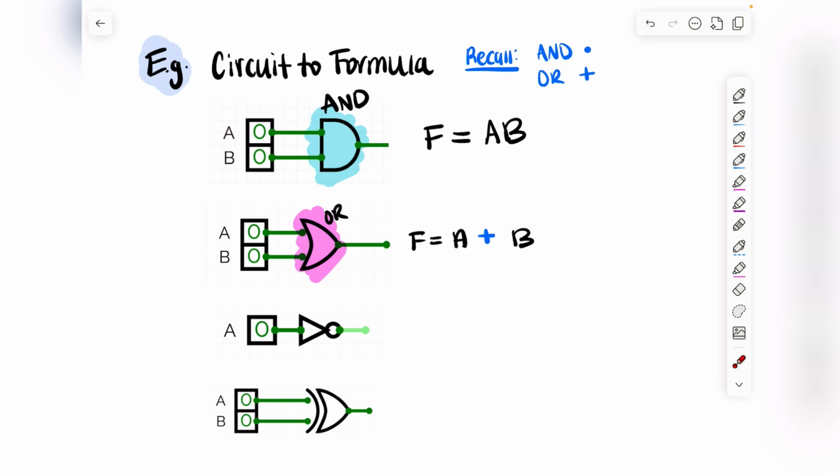Now, I say in this class because in discrete, we represented AND with the AND symbol, and then the opposite symbol would be OR. But when we're dealing with circuits, not just in this class, we represent AND with multiplication and OR with addition.